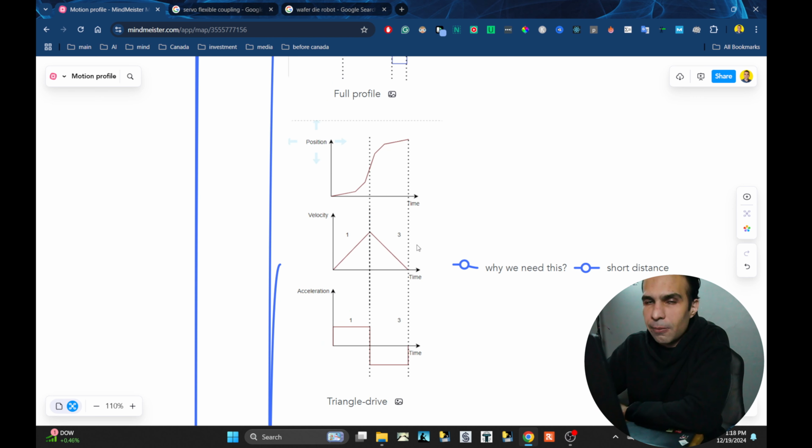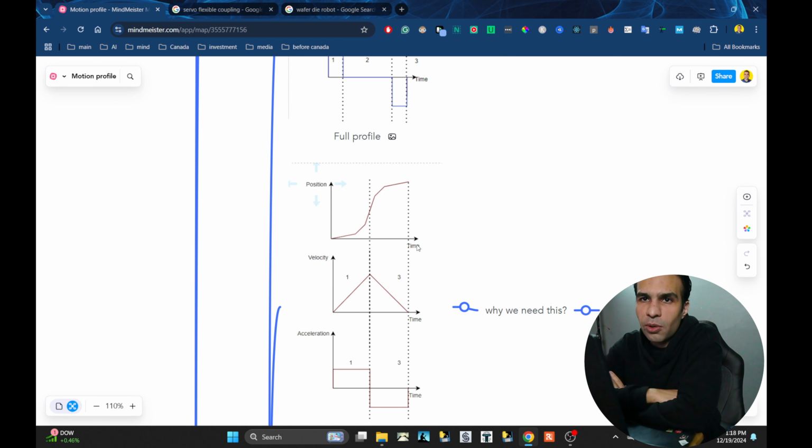In semicon everything is small and fast. In construction everything is heavy and slow. So this is the reason that when you are in semicon, triangle drive is very common. It means that in most of the movements that I do, I will try to achieve triangle drives.